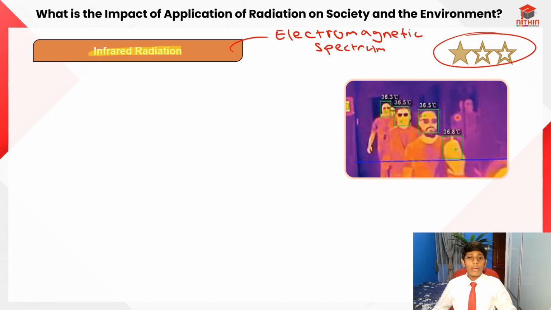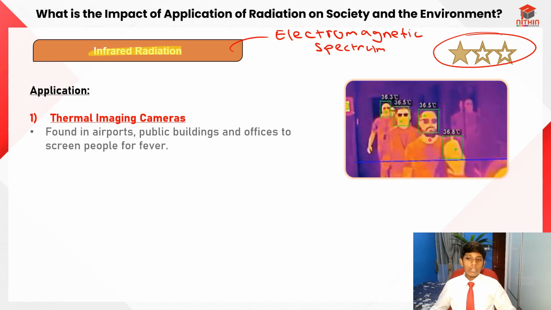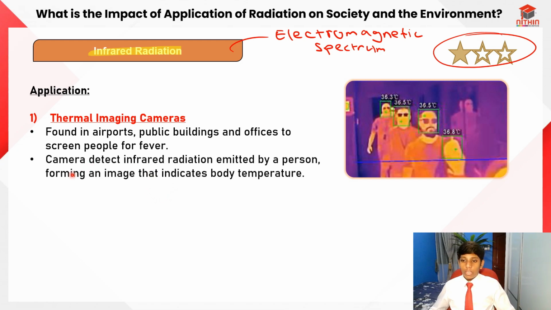This is something helpful to us. It actually helps us to take the temperature of people during the COVID times. Next, the application. The application, first of all, is thermal imaging cameras such as this, which show us the temperature of people. It is found in airports, public buildings, and offices to screen people for fever. The camera detects infrared radiation emitted by a person, forming an image that indicates body temperature.